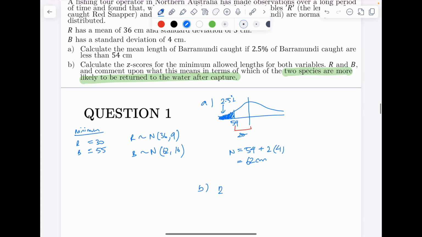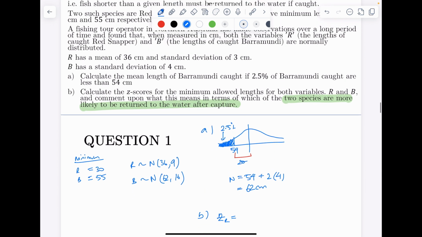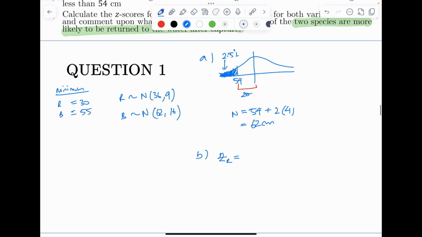So the z-score of the red snapper, and what this is asking really is, these minimum lengths, how many standard deviations are they away from the average? For the red snapper, it's 30, and I'm essentially 6 units away, but I want to get that in terms of standard deviations. My standard deviation, remember, is 3, and this is 2 standard deviations away.